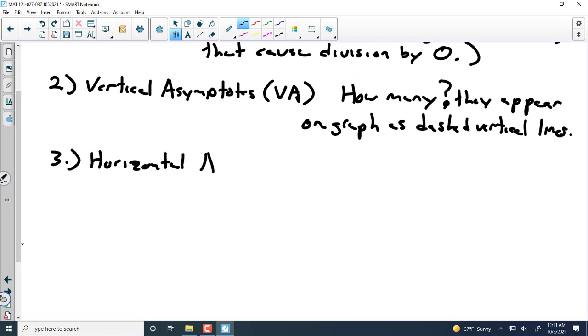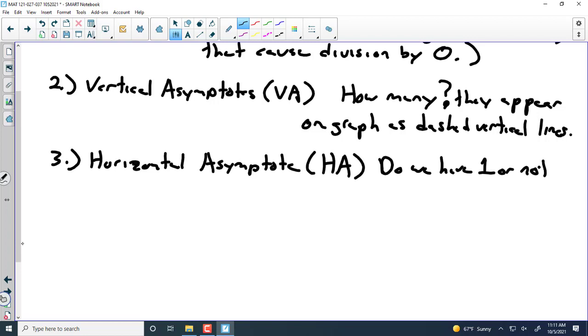Horizontal asymptote. Do we have one or not? You never have more than one horizontal asymptote. There either is one or there isn't one. It will show up on the graph as a dashed horizontal line. Horizontal asymptote, you either have one or none. Vertical asymptotes, you have 1, 2, 3, 4, as many as you want.